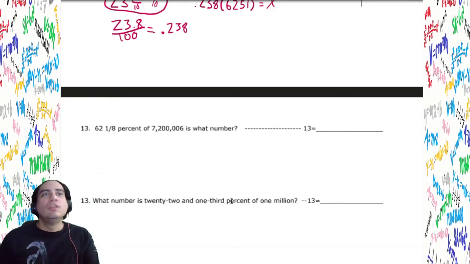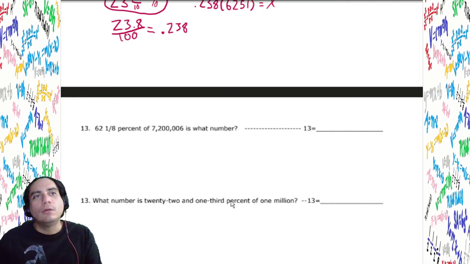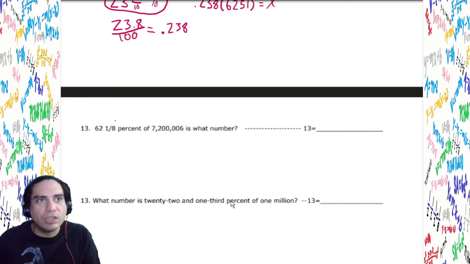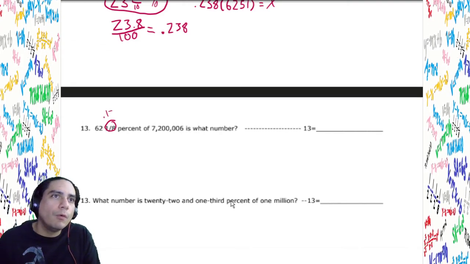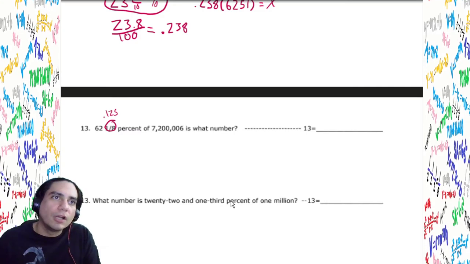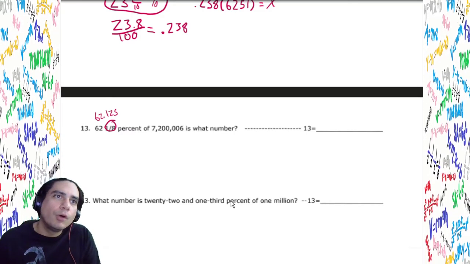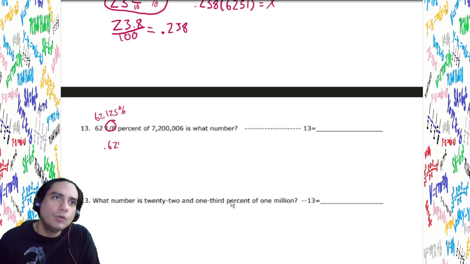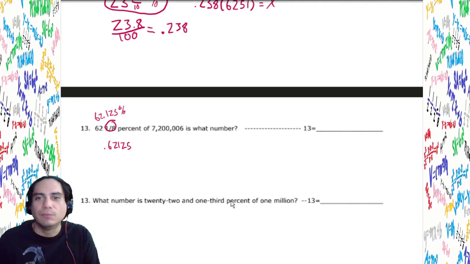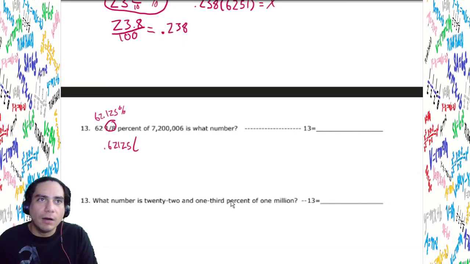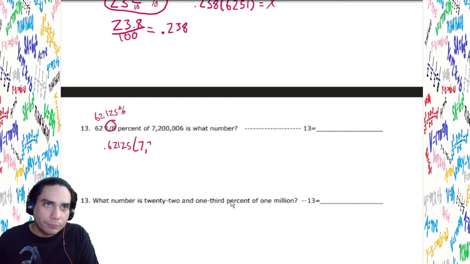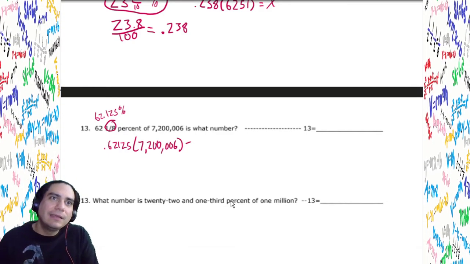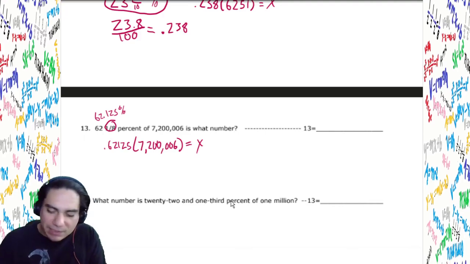All right, next problem. 62 1/8%. Ooh, I already like this. If you know, again, your equivalencies, you know 1/8, you know what that is. 1/8 is the same as 0.125. We get some easy work. So we get 62.125%. We could automatically turn that into 0.62125 as a decimal equivalency of 7,200,006 is what number? Simple as that, ladies and gentlemen.